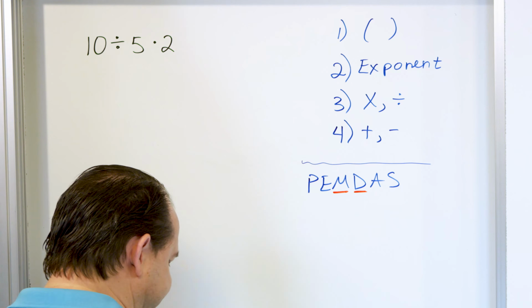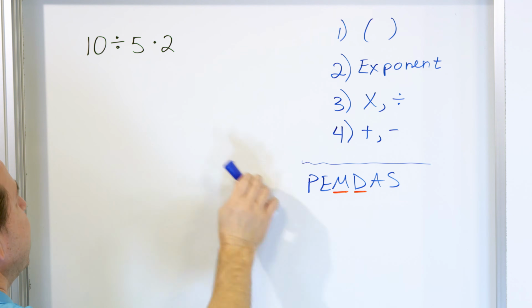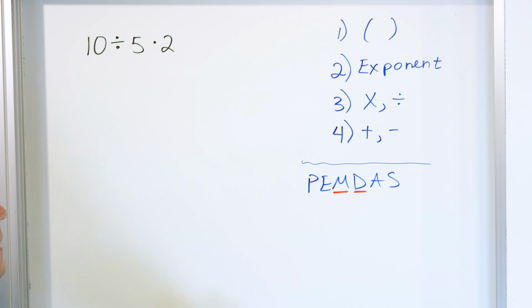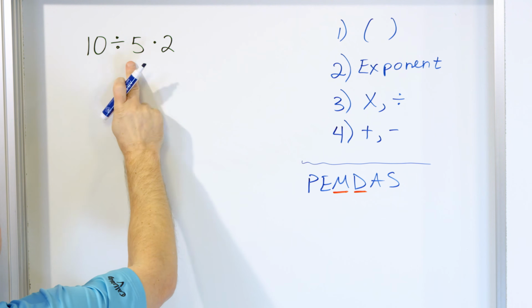According to PEMDAS, you would say, well, there's no parentheses here. I don't have to worry about that. There's no exponents. I don't worry about that. So I'm going to do multiplication first. So you say, well, I have multiplication right here.